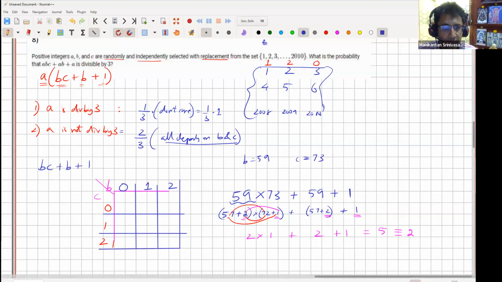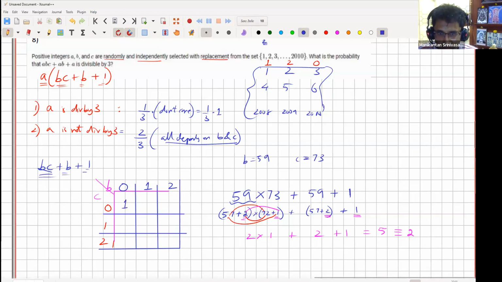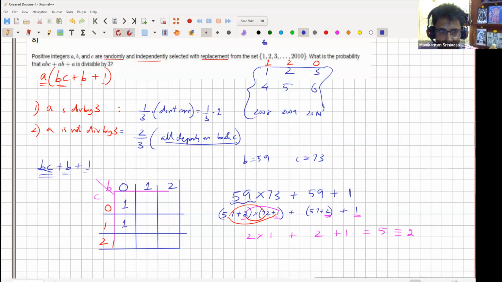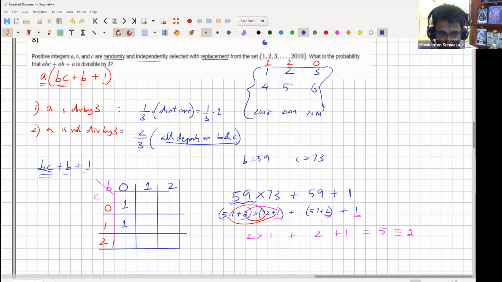Okay, so let's fill this grid. We'll evaluate this expression BC plus B plus 1. So for 0, 0, it's 0 plus 0 plus 1. So the remainder is 1 here. You agree? Similarly, with B is 0 and C is 1, it's 0 plus 0 plus 1. Right? And similarly, the third one. If B is 0, then the first 2 terms anyway vanish. So it's a remainder of 1, 1, and 1.